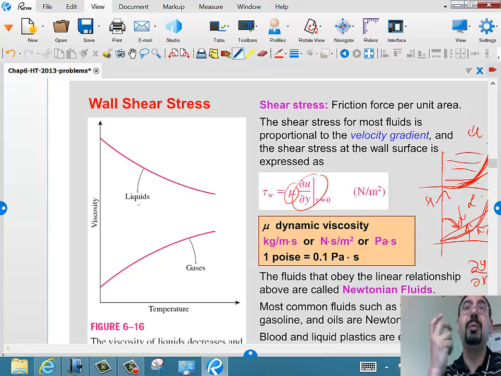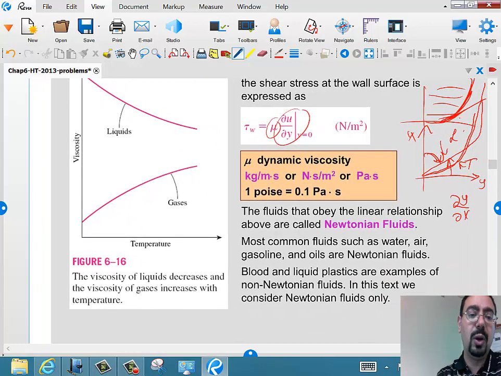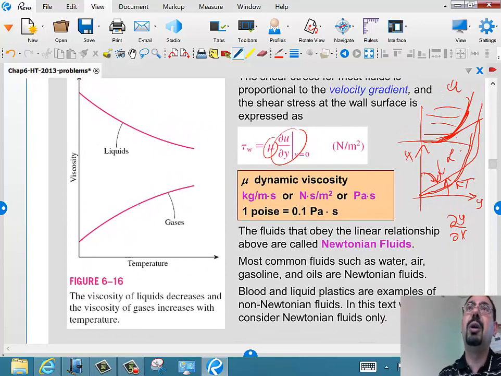More fluid, I'm sorry. We make it more fluid because it makes the viscosity smaller. So we should expect the viscosity to drop for liquids as the temperature rises. However, the viscosity increases for gases as you heat them. Amazingly, that is because the mechanism of momentum transfer in liquids is different from gases.